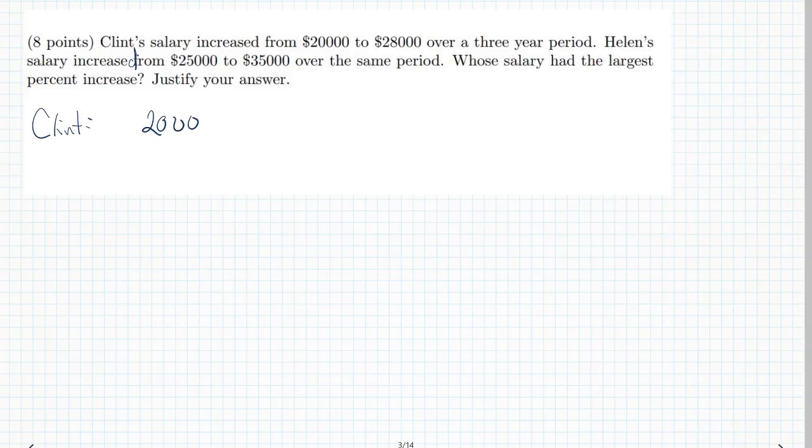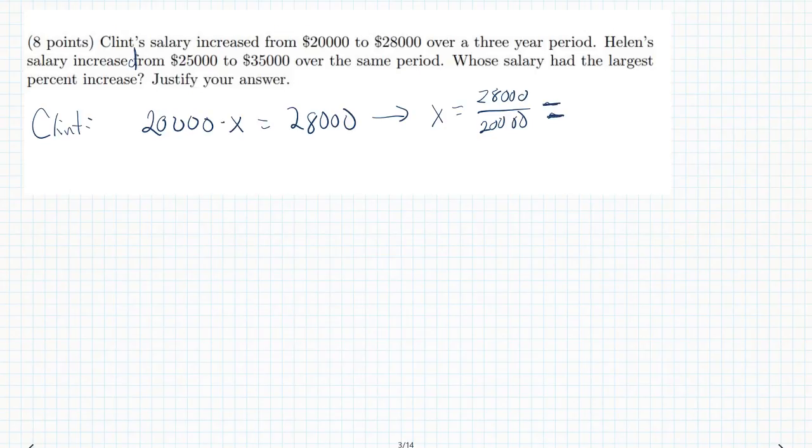Now, there's a couple of different ways to do this. We did 20,000, and we multiply by this percent, and we got to 28,000. So what do we do? Well, to figure out that percent, you divide both sides by 20,000, so you get 28,000 over 20,000. And notice, you can reduce this down fraction-wise, but at the end of the day, I think it's spot on at 1.4. Yep, and it is.